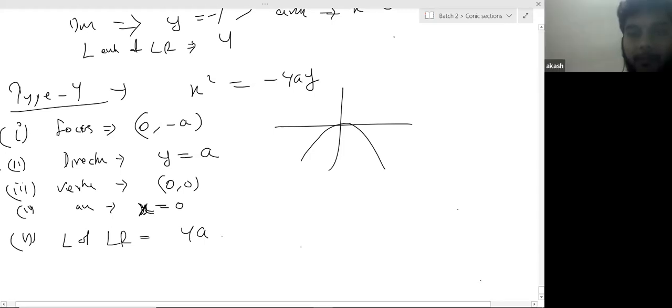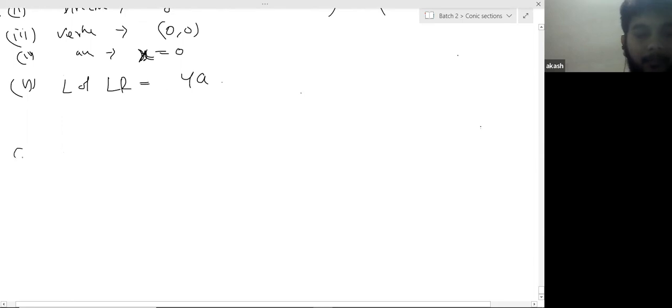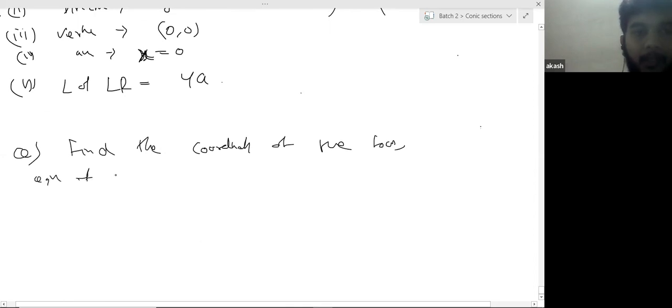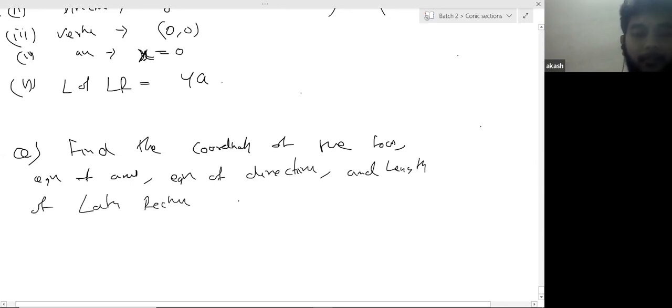Okay. A few questions. Find the coordinates of the focus, equation of axis, equation of directrix, and length of latus rectum of the parabola y square equals 16x. All right, try to solve this.